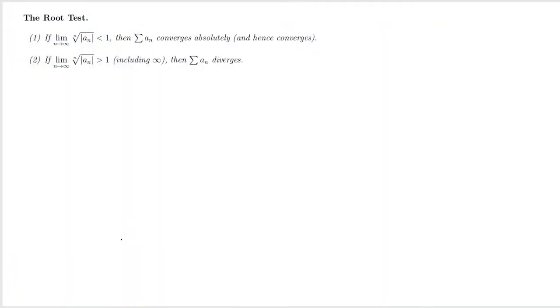Hey, today we're going to look at the last of our series convergence tests, the root test. Here's what it says. It says that if the limit as n goes to infinity of the nth root of the absolute value of the terms of some series is less than 1, then that series converges absolutely. And we know that series that converge absolutely converge, so the series converges.